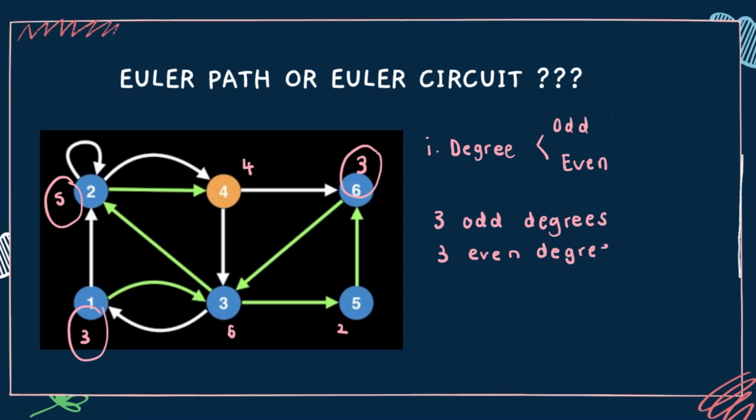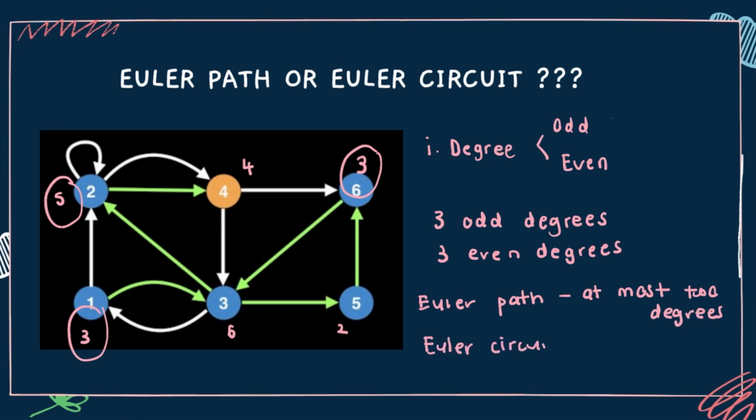So as we all know, the key for an Euler path is that it must have at most 2 odd degrees. And the key for an Euler circuit is all even degrees. So since this graph has 3 odd degrees and 3 even degrees, this graph is neither an Euler path nor an Euler circuit. So that's all for this Euler cycle.